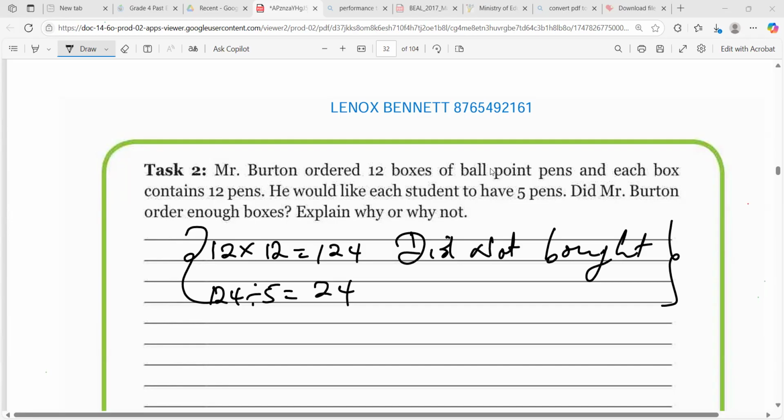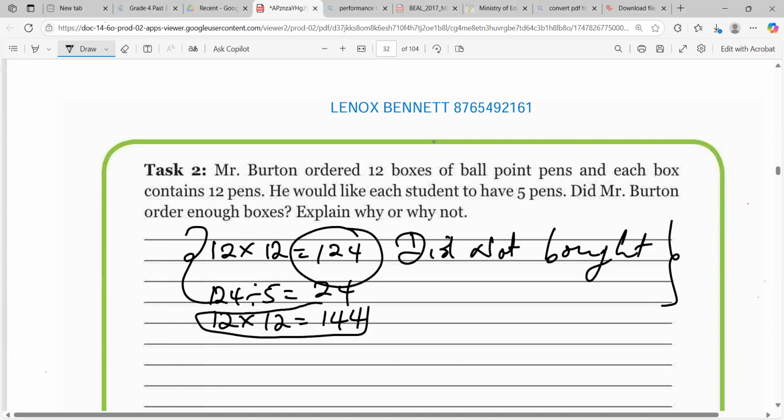Ariana. Go ahead, Ariana. Sir, I'm not going to go through it, but 12 times 12 is 124? Oh, just a correction. You're saying that this is incorrect, right? Yes, sir. What's the correct answer? 144.